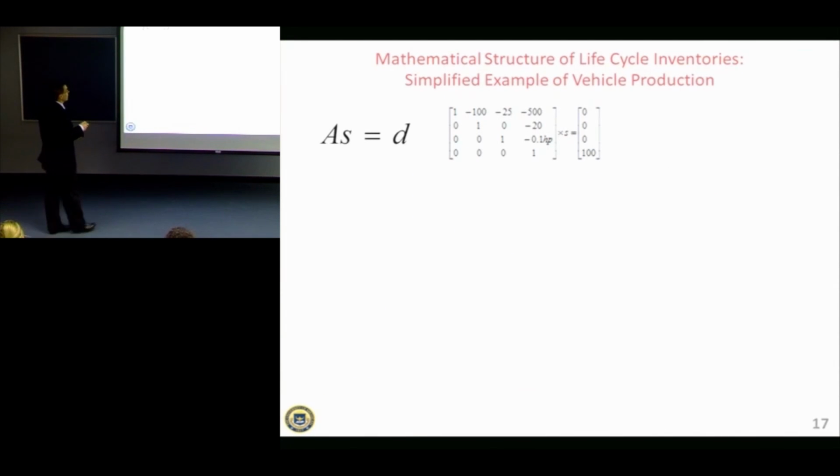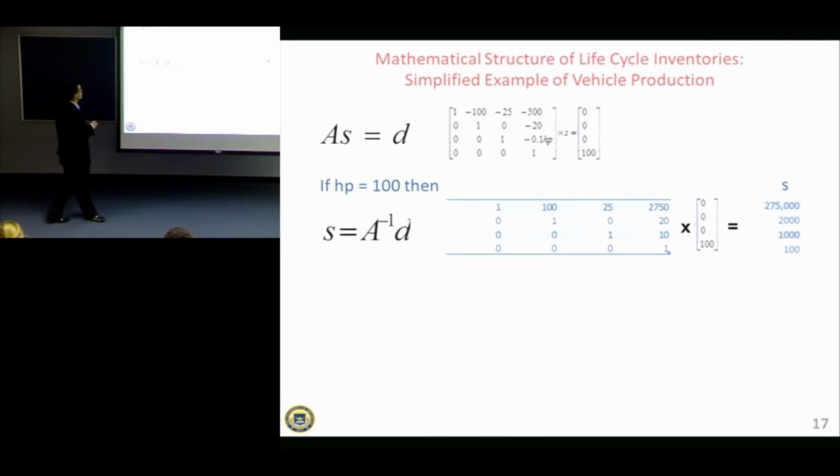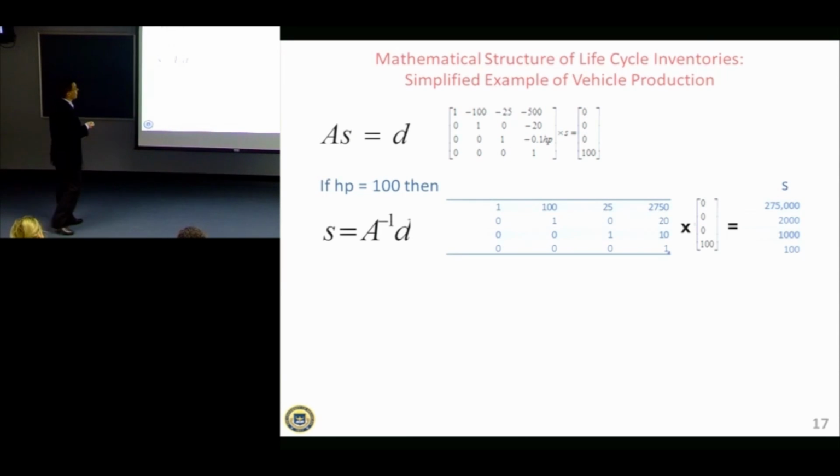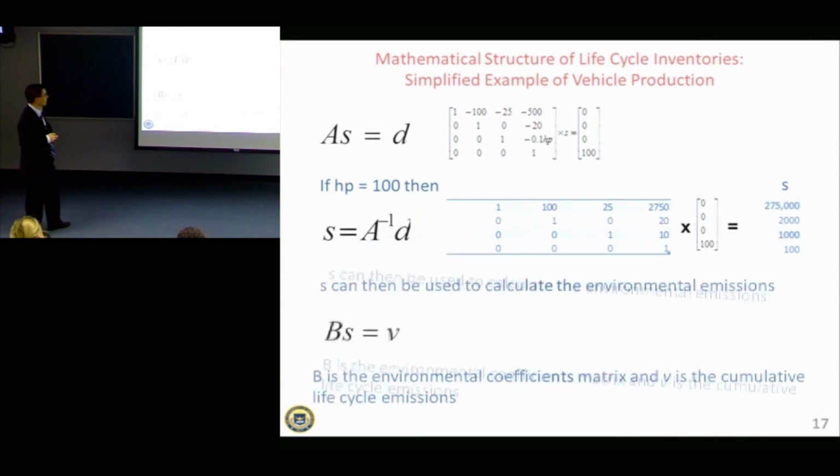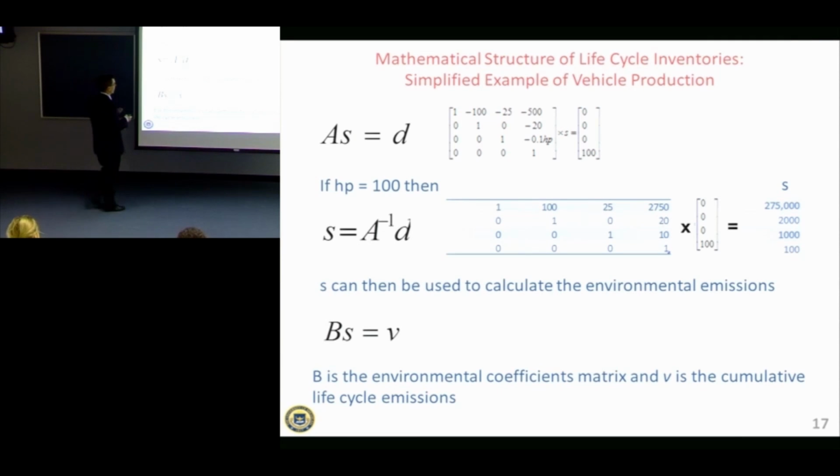Okay, so this is our technology matrix, and here's D. Okay, so we can now compute S over here. So inverse of A times D, and we've got our scale factor S. Which is helpful, because what we really care about are the environmental emissions, right? So what are the environmental emissions associated with those technologies?